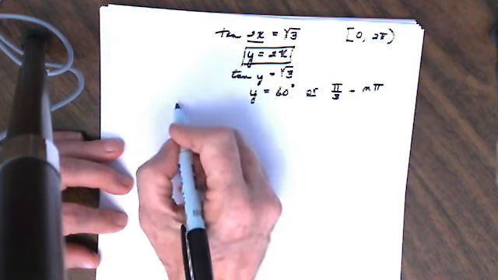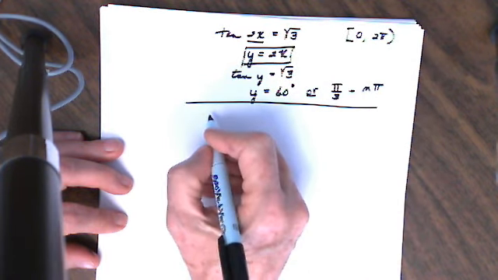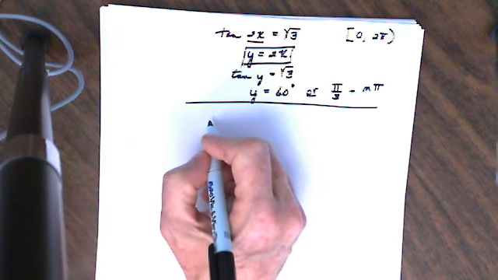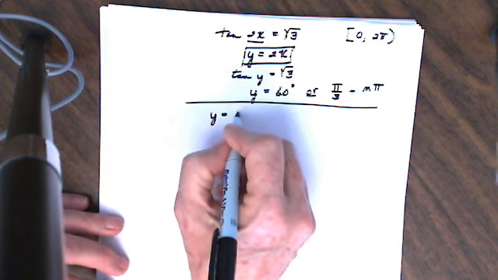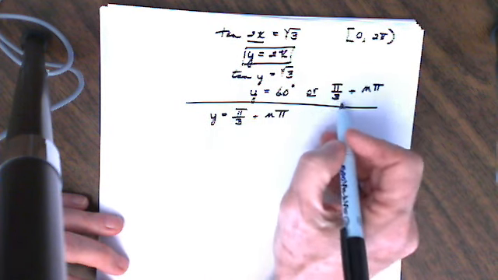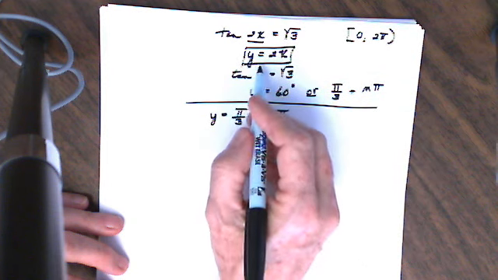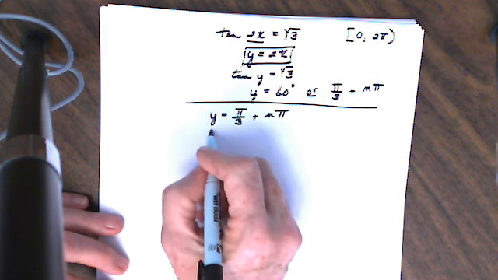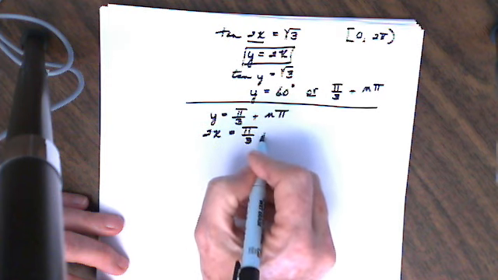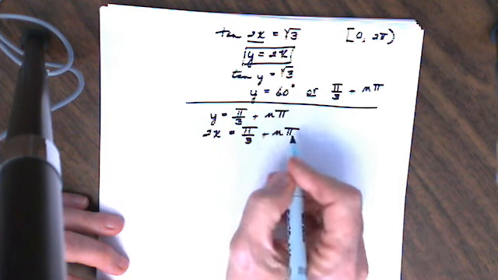Now the next thing I'm going to do, stage 2 in this problem, is I'm going to go back and say, okay, if y is equal to pi over 3 plus n pi, which is what I got over here, I'm now going to replace y with 2x. Replacing y with 2x, I get pi over 3 plus n pi.